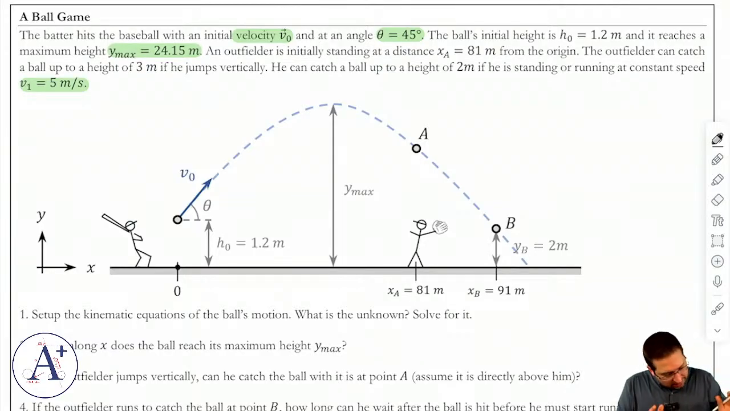Sorry. We're good. So let's set up the kinematic equations of the ball's motion. Let's figure out what the unknown is. We already know it's the initial velocity. Let's solve for it. Okay.